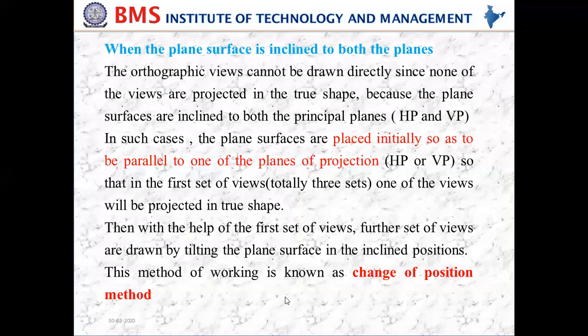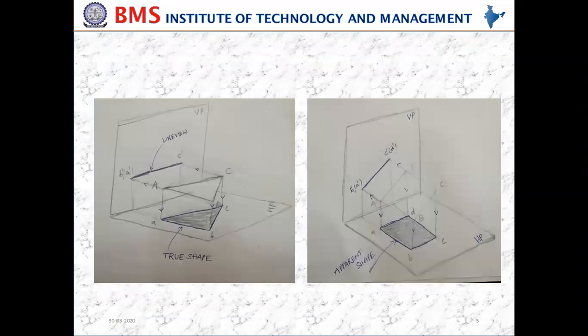Got it? So next we'll go to the different cases which we have in the projection of planes. When the plane surface is inclined to both the planes. So here I have talked about it being inclined to only the horizontal plane. When this square lamina is inclined to both the planes, if I obtain the front view and the top view, both will give the apparent shape.